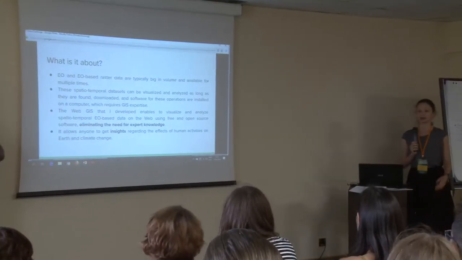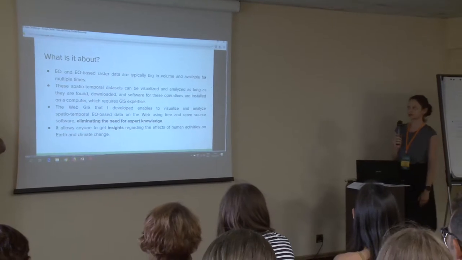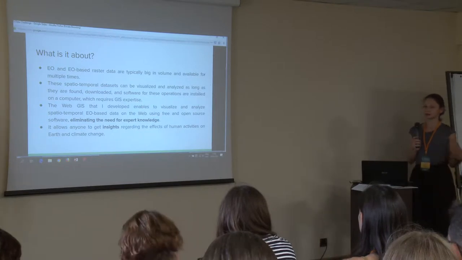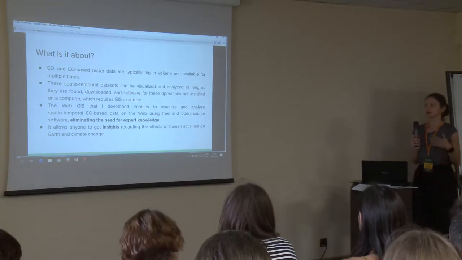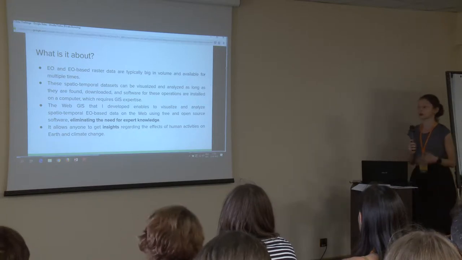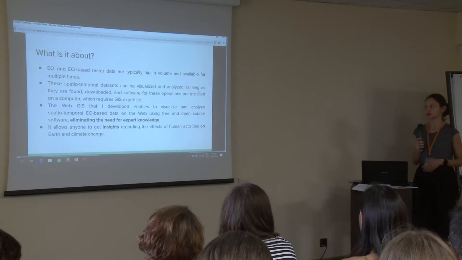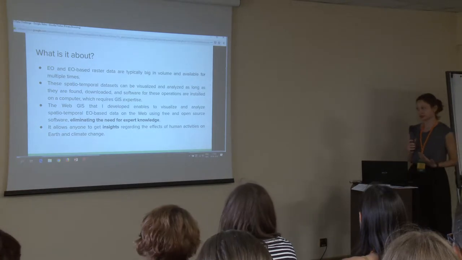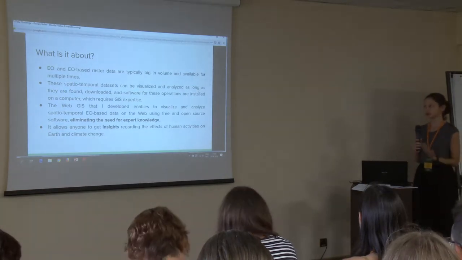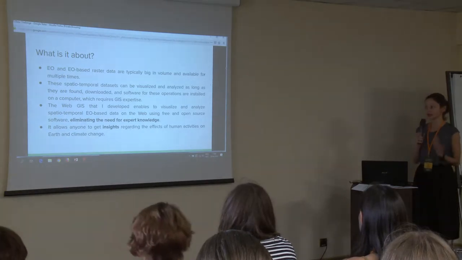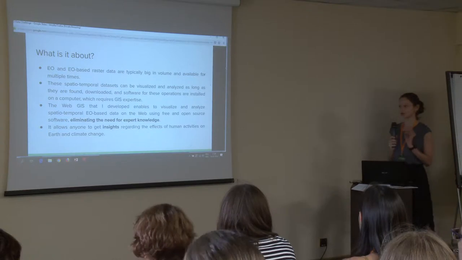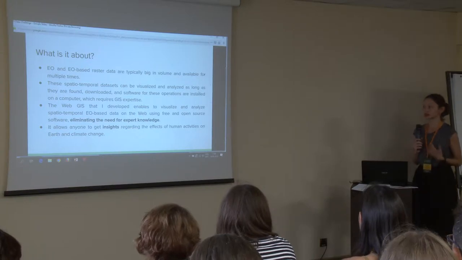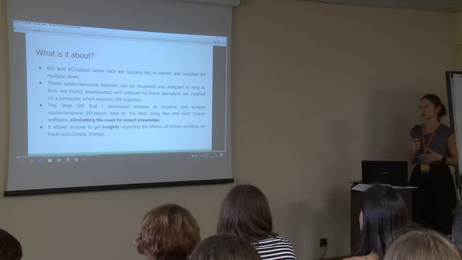So what is this about? I'm sure you are all familiar that EO and EO-based data are typically big in volume and available for multiple times. And these spatiotemporal data sets are hard to find. Data need to be downloaded, stored on your hard drive, and software for visualization and analysis purposes needs to be installed on your computer, which all requires expertise. So keeping these in mind, I developed a WebGIS that enables to visualize and analyze the spatiotemporal EO-based data on web using free and open source software to eliminate this need for expert knowledge. It also allows anyone to get insights related to human activities on Earth and climate change.